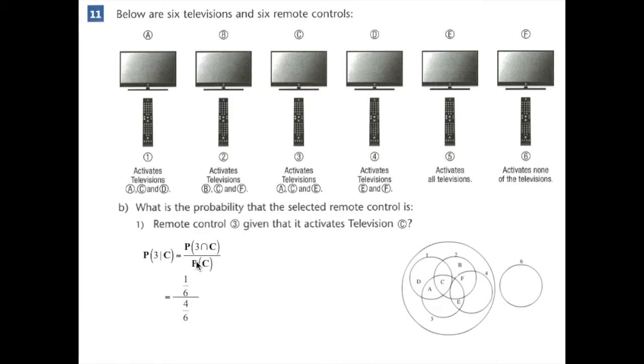Okay, what remotes control C? 1, 2, 3, and 5. That's 4 remotes out of 6. So we have 1/6 divided by 4/6, which is 1/6 times the reciprocal of 4/6, 6/4. The 6's cancel. We're left with 1/4.